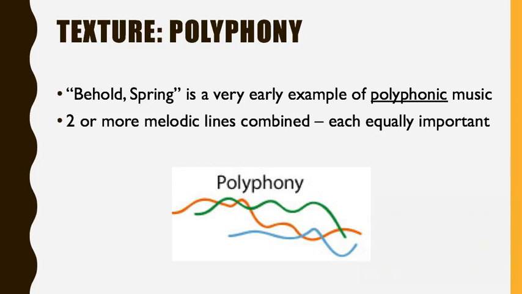This means that we've got two or more melodic lines, each happening at the same time and each being equally important. So it's a much denser, more complicated texture, as you can see indicated if you imagine each one of these lines as being its own melody. Behold Spring is an early example of polyphonic music from the Middle Ages, and this relates to the development of notation, because you need a more sophisticated system of notation to be able to actually write polyphonic music, since it's much harder to coordinate multiple melodies at the same time. So that's important for our use today.